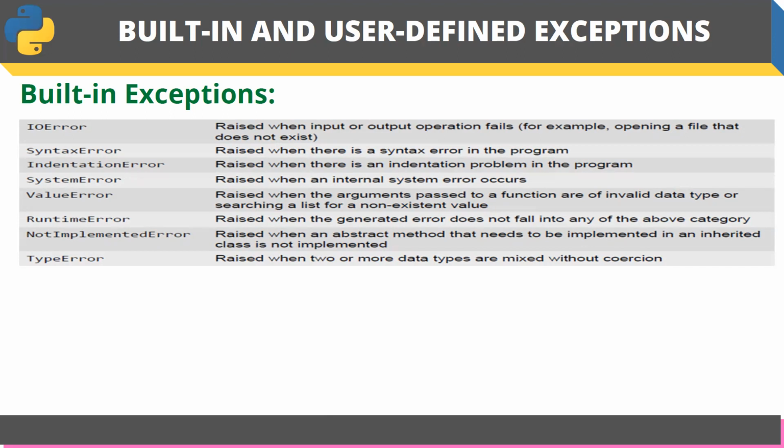for a non-existent value. Runtime error is raised when the generated error does not fall into any of the above categories. Not implemented error is raised when an abstract method that needs to be implemented in an inherited class is not implemented. And the final error, type error, is raised when two or more data types are mixed without cohesion.